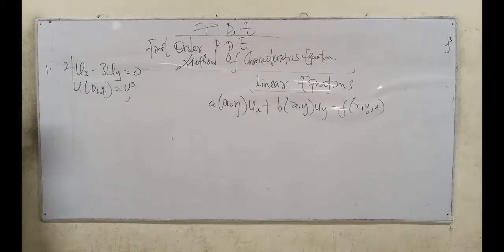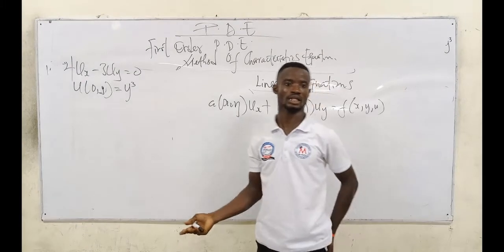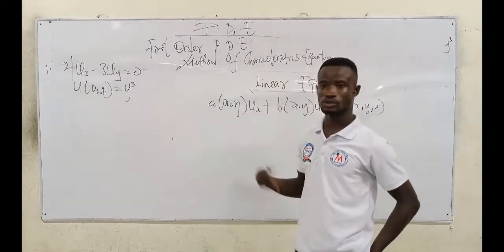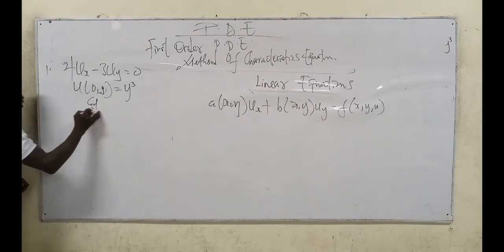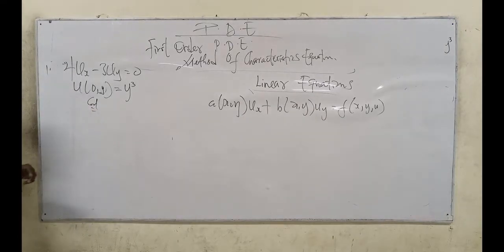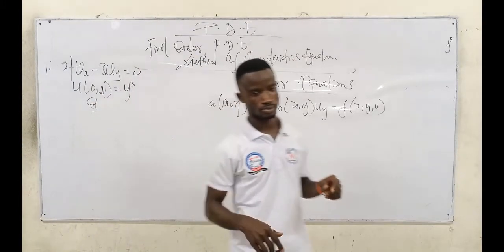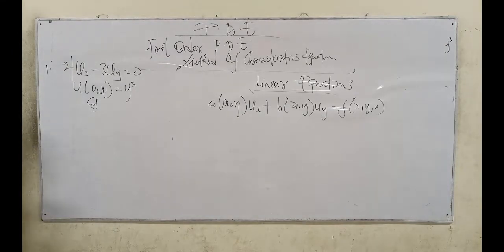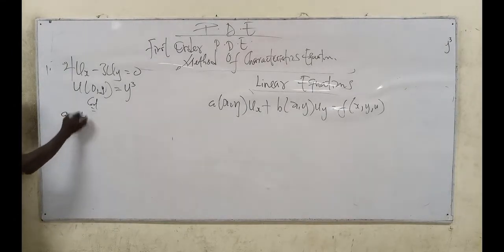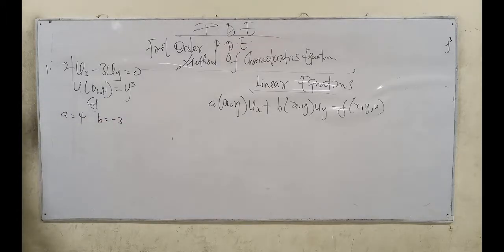Quickly, let's move on. We write what we have. Always let. Okay, so identify the A for me. What is the A? What is the B? Negative. Very good.